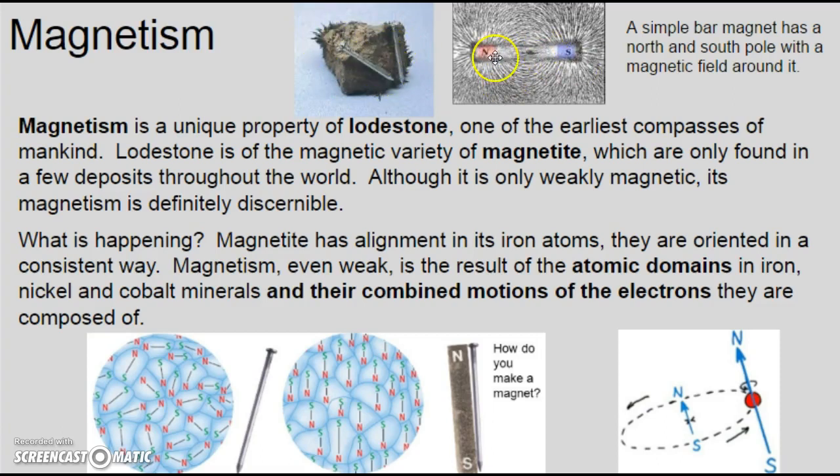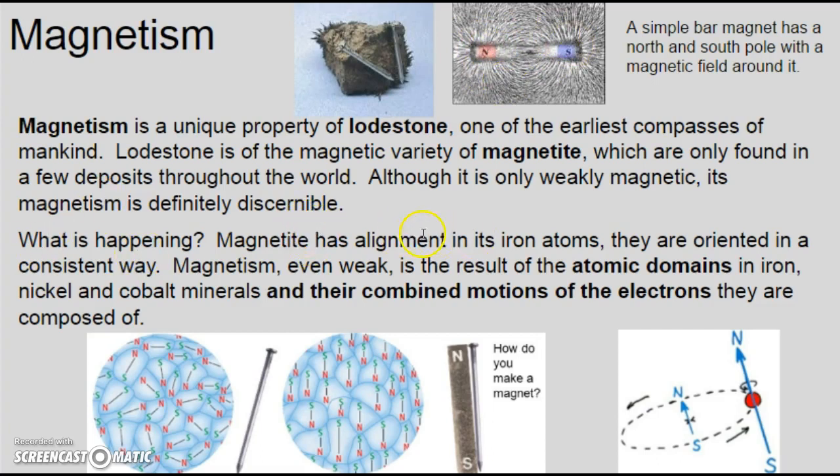And essentially here's what we have going on. A simple bar magnet illustrates what's happening within the atoms of the magnetite itself. It's going to have a north and a south pole, and it's going to have a magnetic field around it. And you can see these iron filings here orienting themselves based on the field that's generated from the magnetism taking place here. So what's happening?